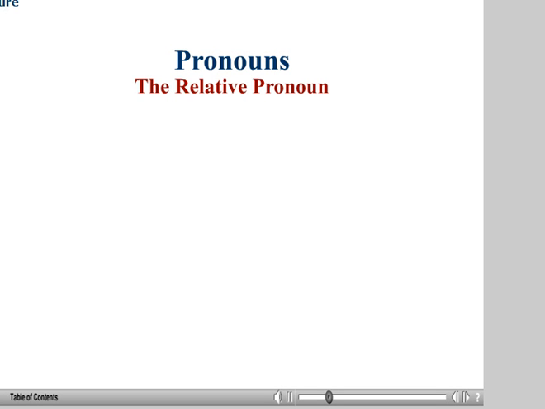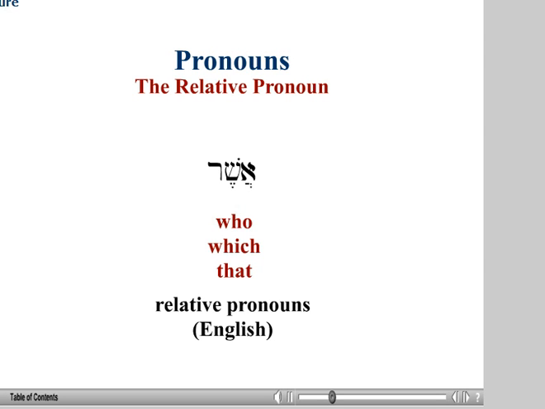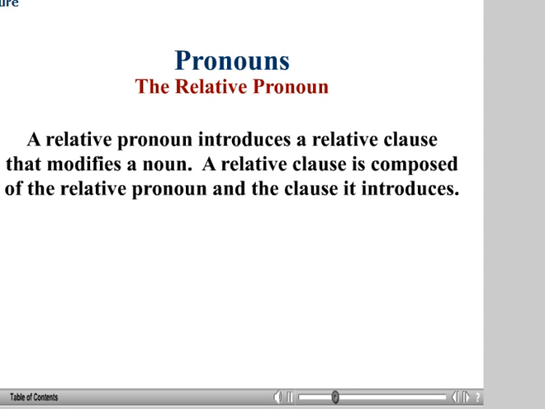We begin the study of the Hebrew relative pronoun, asher, which translates who, which, or that. The relative pronouns in English are who, that, and which. A relative pronoun introduces a relative clause that modifies a noun. A relative clause is composed of the relative pronoun and the clause that it introduces.